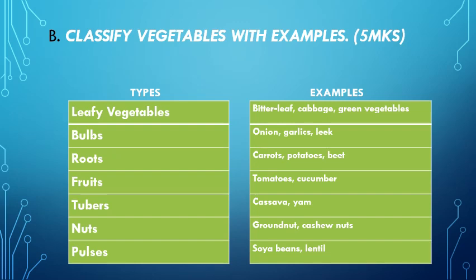Nuts like the groundnut and the cashew nut. Pulse like the soya beans and the lentil. Pulses are generally like grains, but they come in pods. When I talk of pods, they have a covering. Like if you look at beans, you see that beans is found in a particular covering. That structure that covers it is what they call a pod. So any grain that comes in that form, we refer to as pulse. That's why you have soya beans here and lentils.